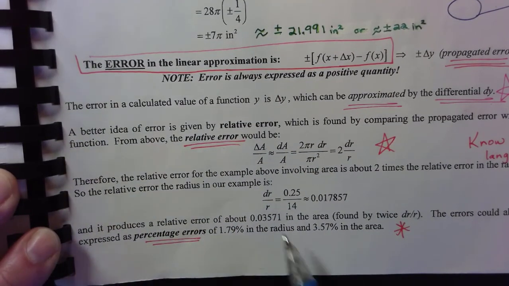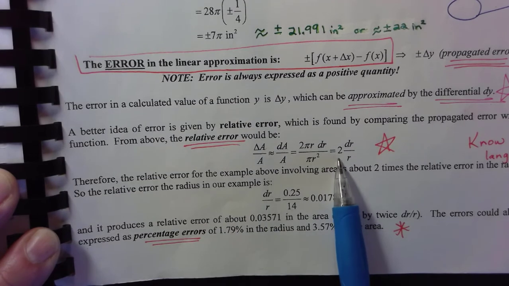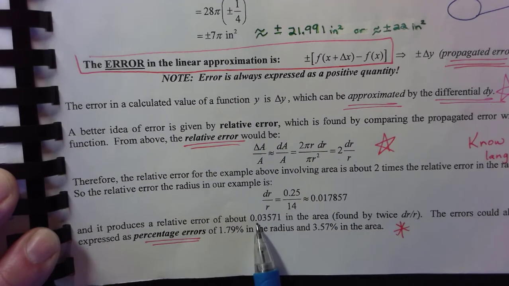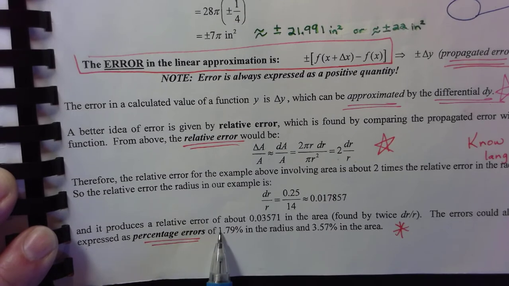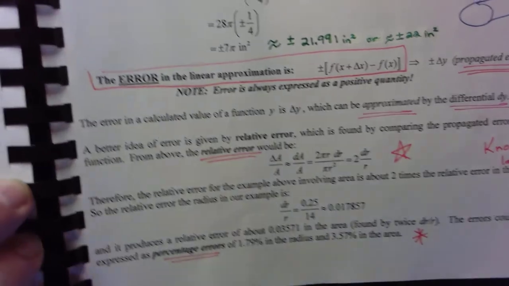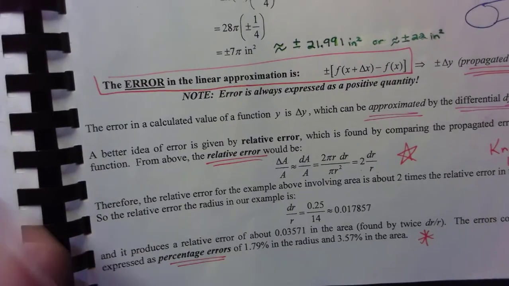It produces a relative error of about, again, twice that, 0.03571 in the area. The errors could also be expressed as percentage errors of 1.79% in the radius and 3.57% in the area. Kind of a nice way to think about all this.